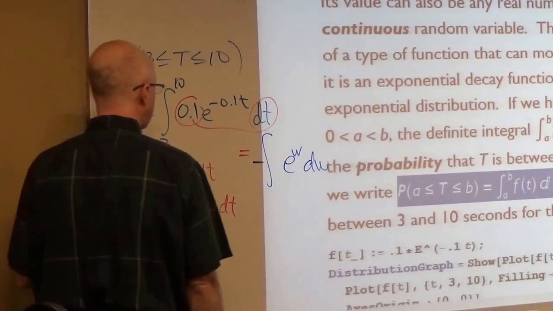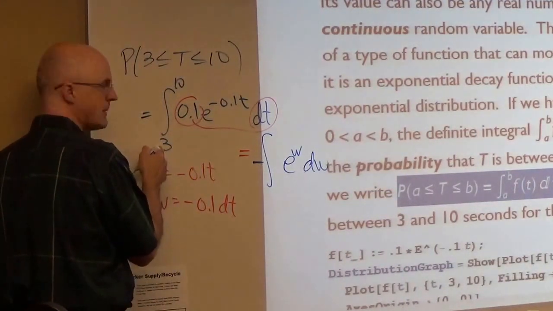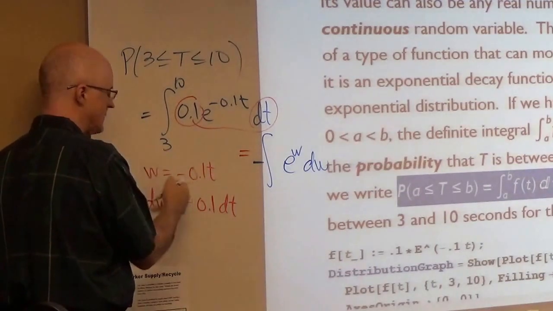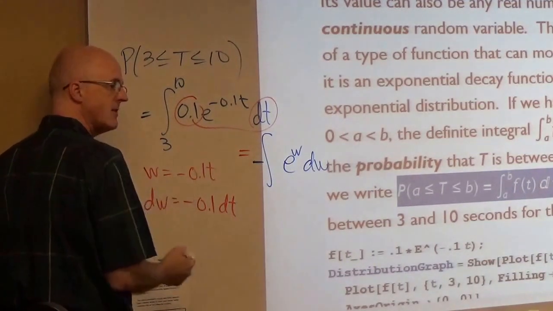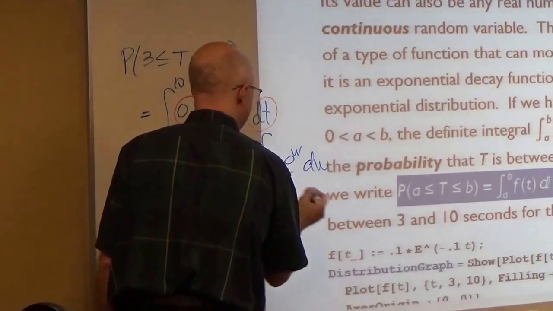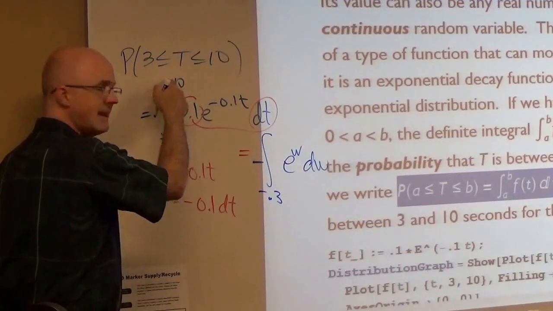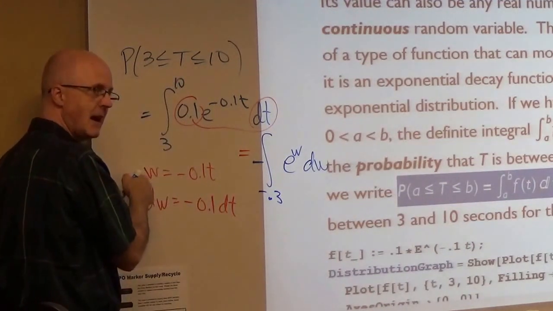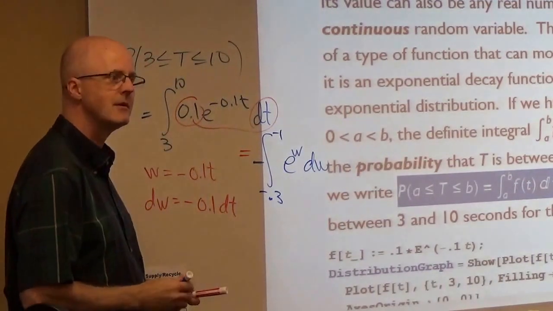Change the limits of integration. When t is 3, what's w? Use that equation. When t is 3, w is negative 0.3. When t is 10, use this equation again, w is negative 1. That's the integral to do.